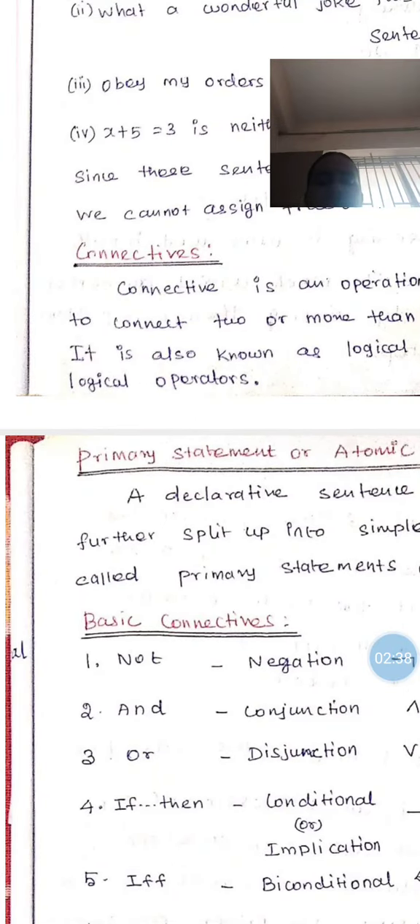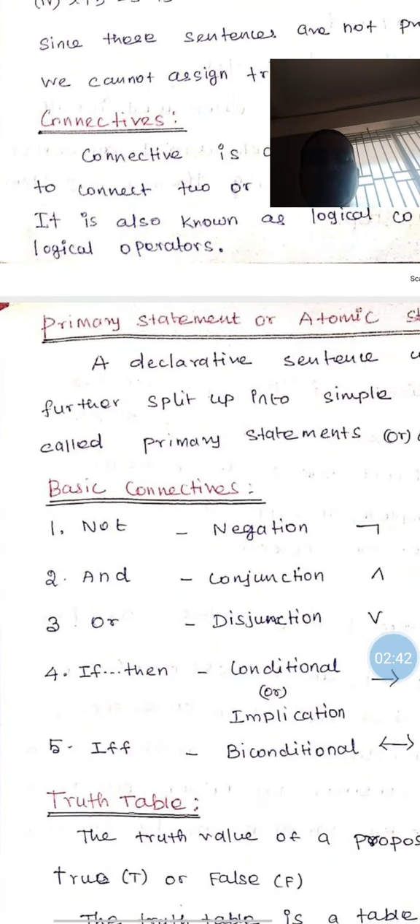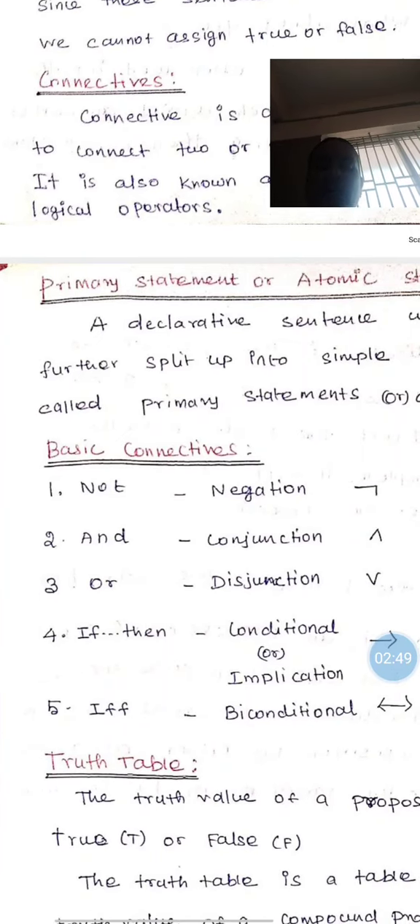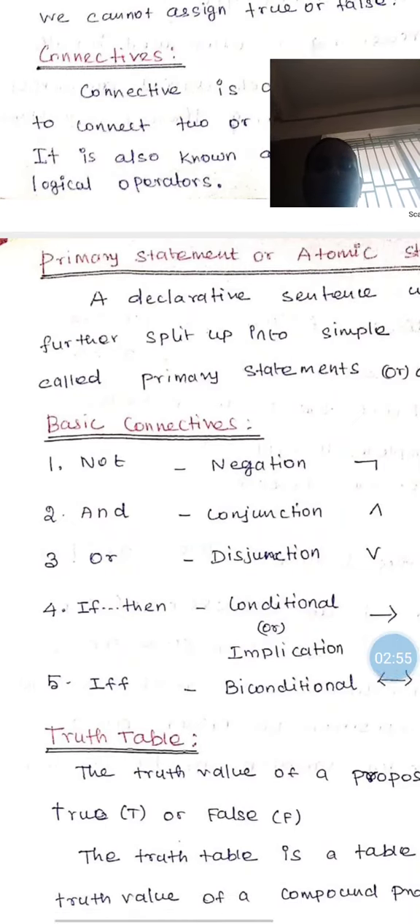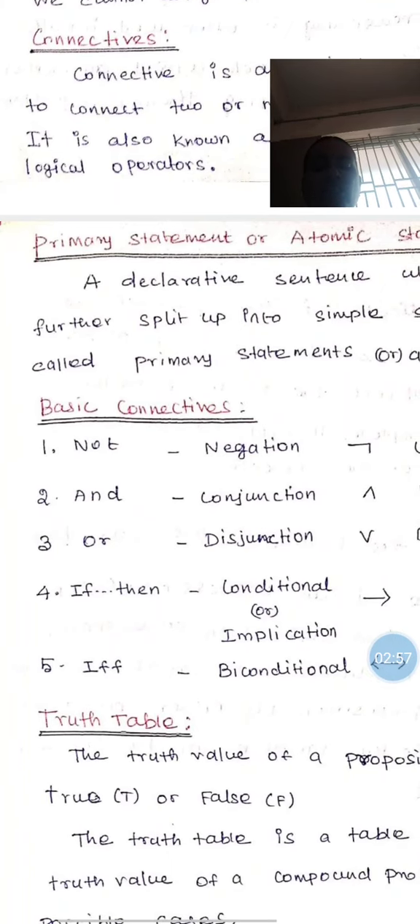Now we see the basic connectives in logic and proofs. First one is not. Not is negation. The symbol for negation is this. Then and. We say that and is conjunction. Conjunction is represented by this symbol. Then or, that is disjunction.